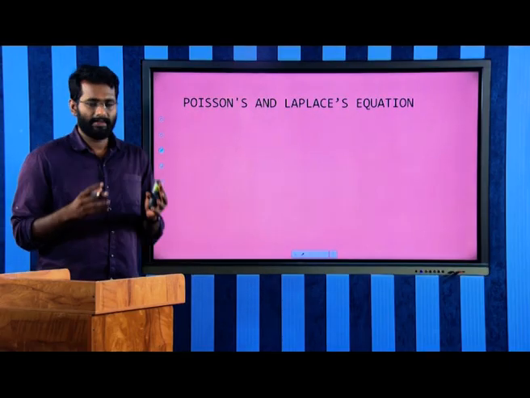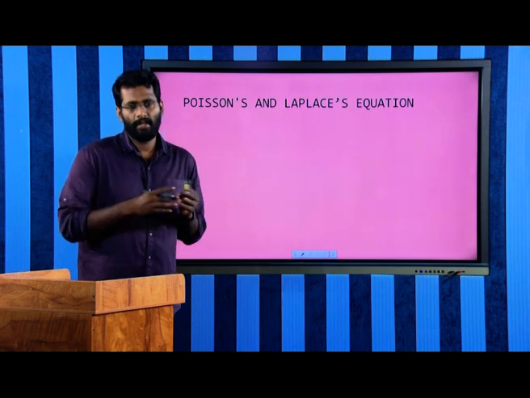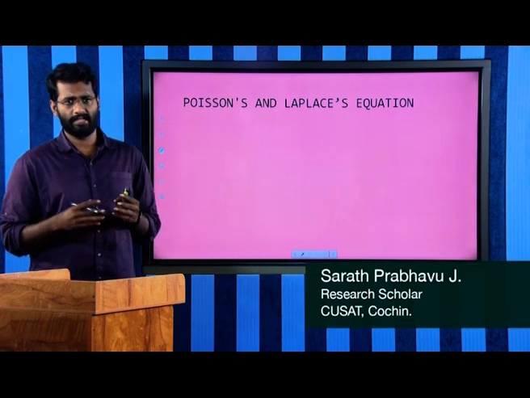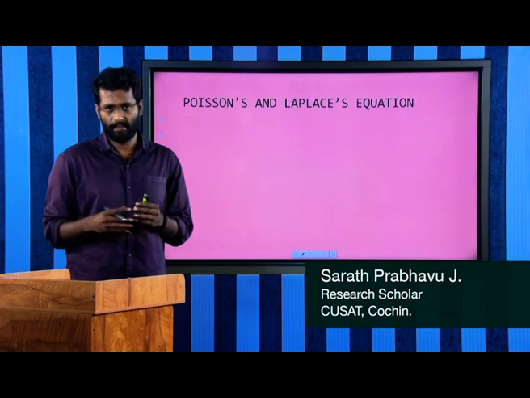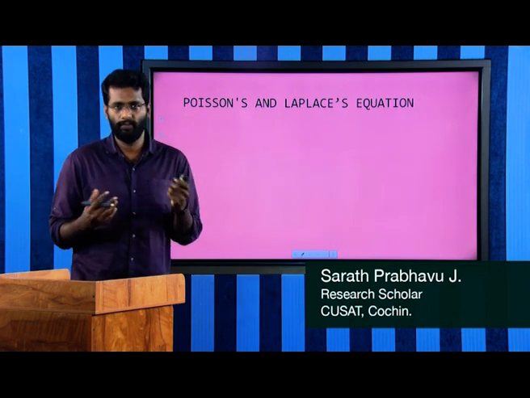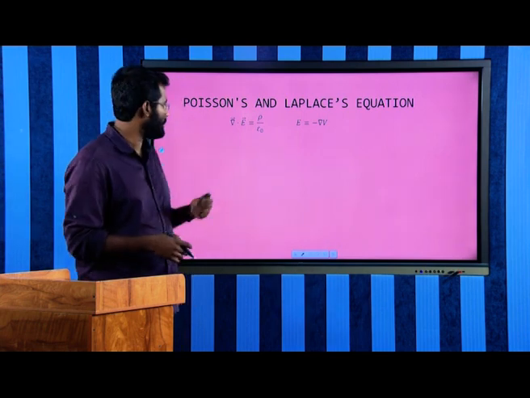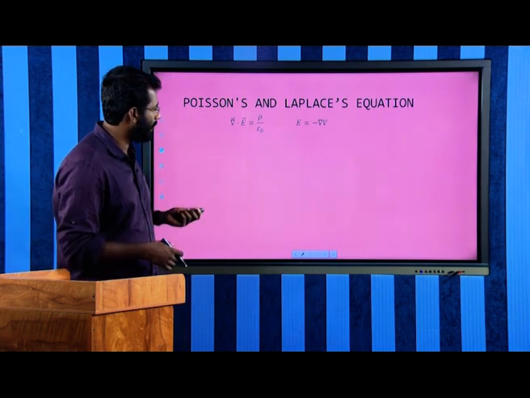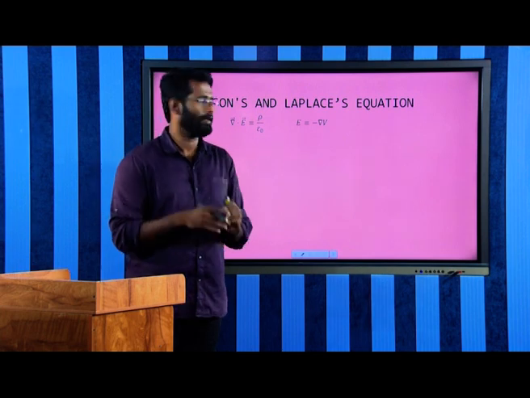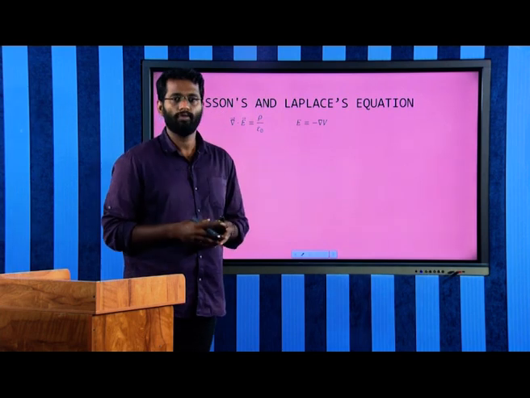Now we have the potential formulation, but we do not yet have a direct relation between the potential and the charge density. That is what we need. For that we are combining two laws. One is Gauss's law in differential form, that is del dot E is equal to rho by epsilon 0. Also our potential formulation, that is E is equal to minus del V.